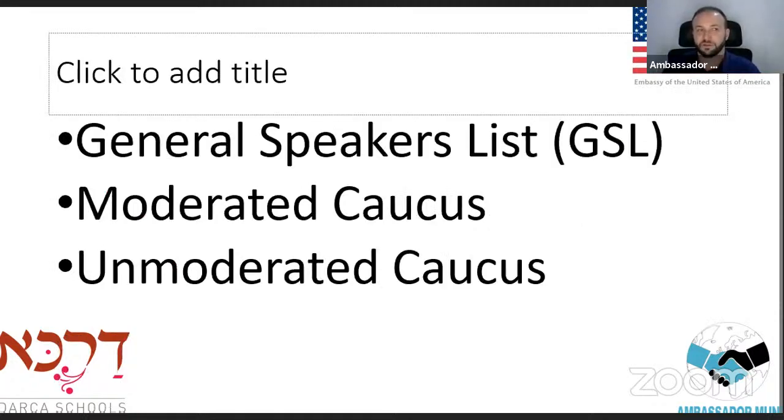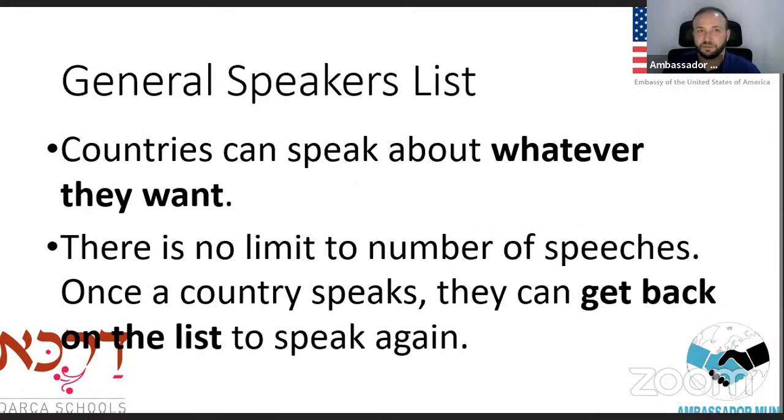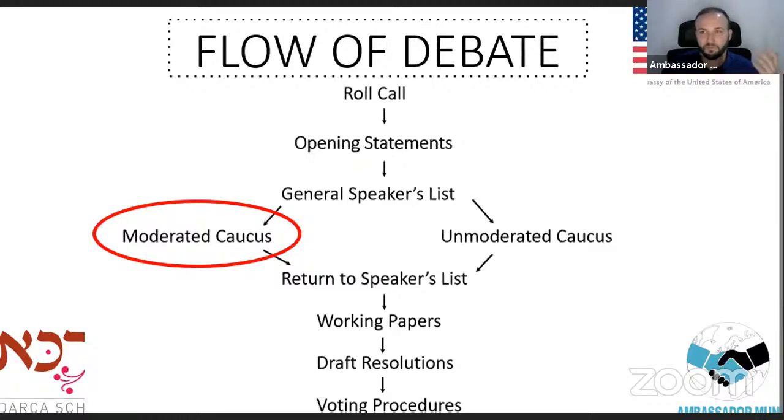Okay. So general speakers list, students can speak about whatever they want. There's no limit to the number of speeches, and they can just keep getting back on the list. This is usually the first speeches you have, where you establish what it is that you are talking about. And this is something we can practice when we have our first follow-up speeches. This is what they are. Then we have the moderated caucus where a specific topic is chosen.